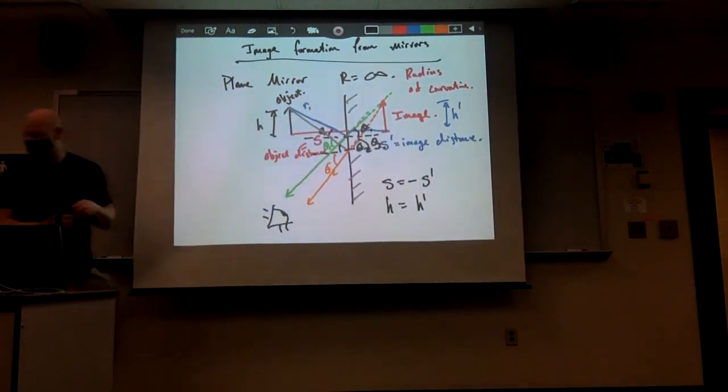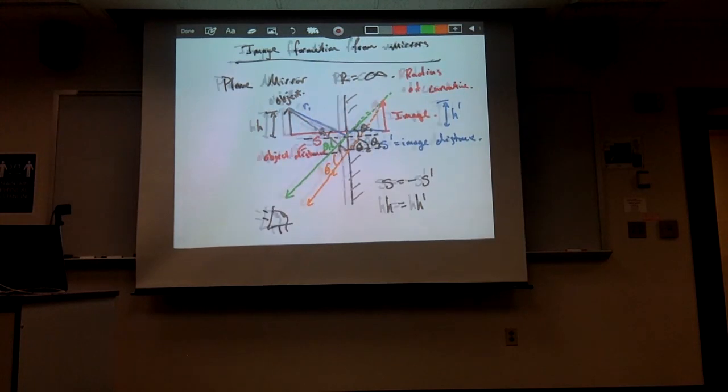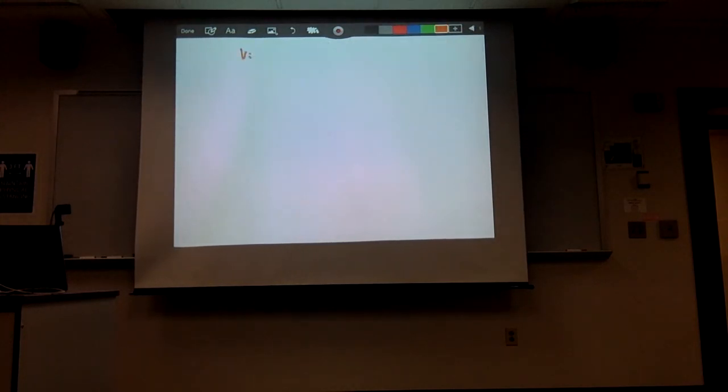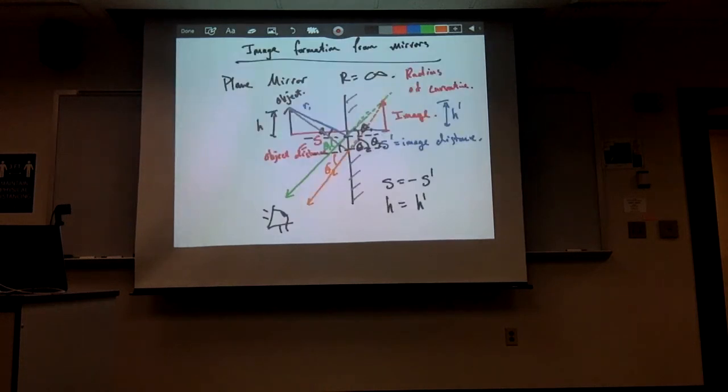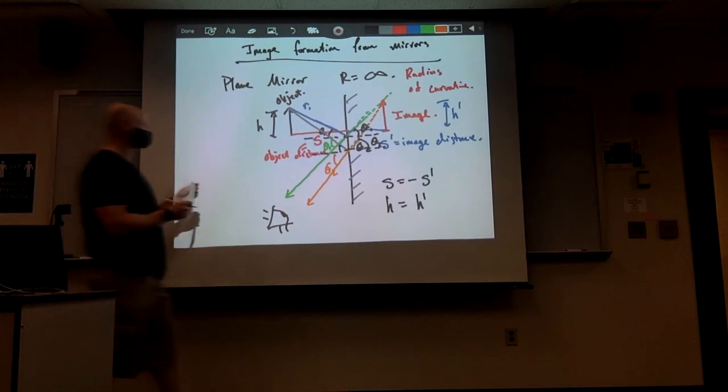Now, some things to point out about this image. This image is what we call a virtual image. And this is called an upright image, or non-inverted. So what does virtual image mean? What virtual image means is, notice what the light is actually doing.